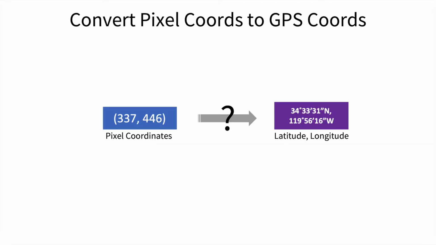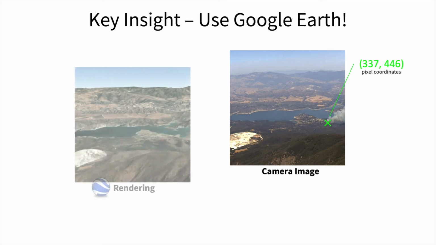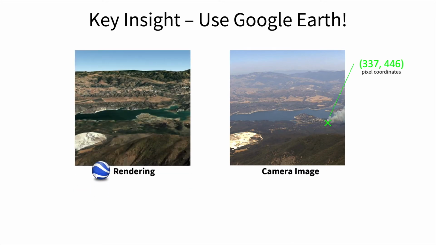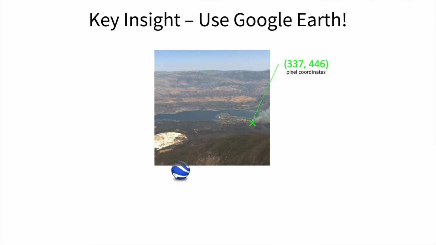If a wildfire is detected, the system then needs to be able to convert the pixel coordinates to GPS coordinates. With just camera data alone, this is impossible. But the key insight is that if we find a Google Earth rendering taken at the same location as the camera and perfectly aligns with the camera image, we can define a mapping from pixel coordinates to latitude and longitude.